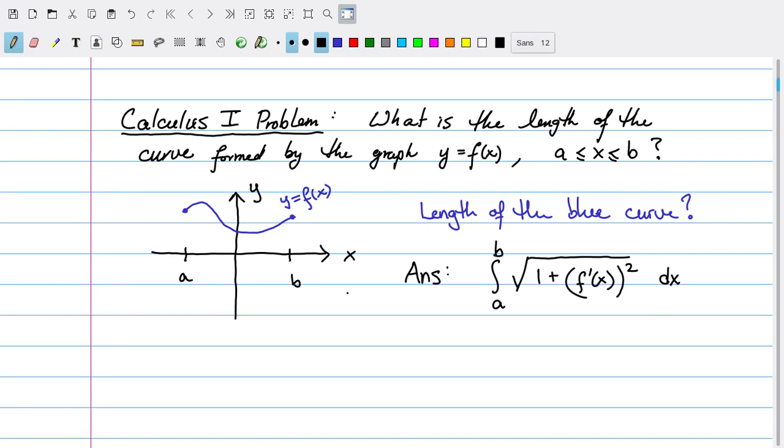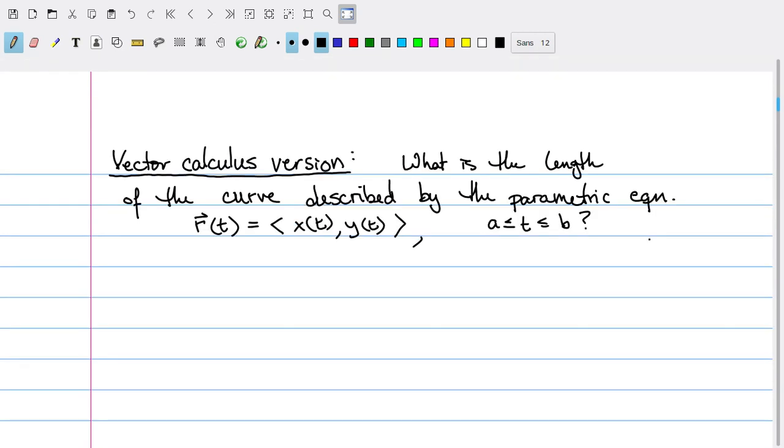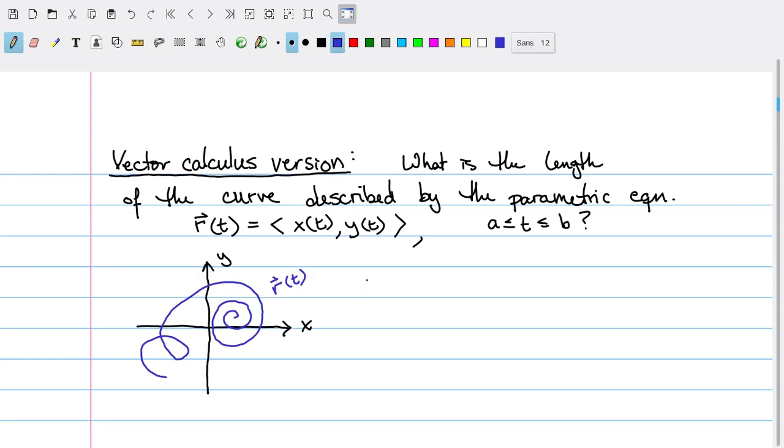I want to generalize this, starting out, to the situation when my curve is given by some sort of parametric equation. Obviously this can be far more general, because the curves that I get don't have to, for example, pass the horizontal line test, the vertical line test, or anything like this. So we have the following vector calculus version of the question that we stated before. What's the length of the curve described by the parametric equation r of t equals x of t, y of t for t between some values, say a and b? Here now, r could be some sort of really crazy curve, starting at the point r of a and finishing at the point r of b.